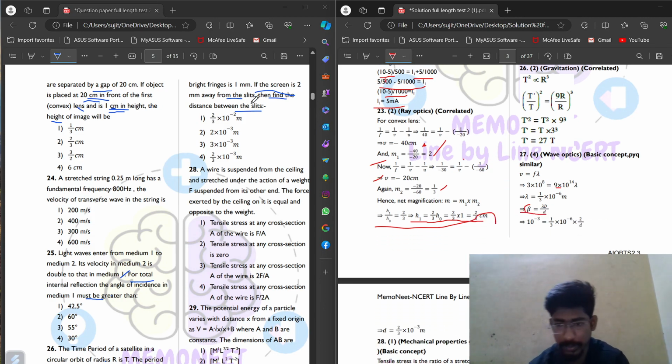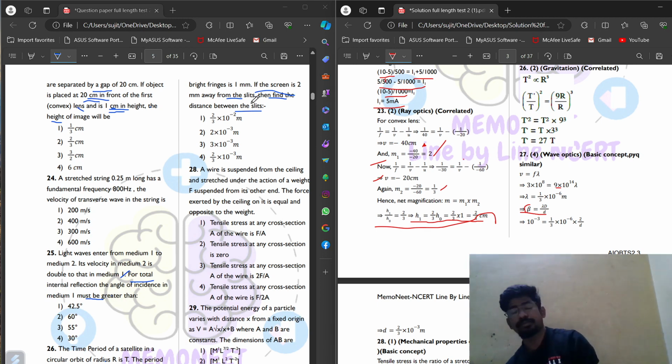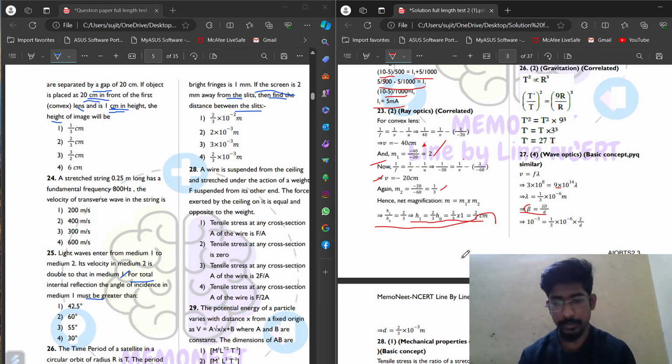Sometimes I say 2d, because from the central fringe, the fringe looks like this. From the central fringe, these 2 points are there, right? These are the coherent sources. The distance between them is 2d, or from the center it is small d, right? So in some cases I say 2d.